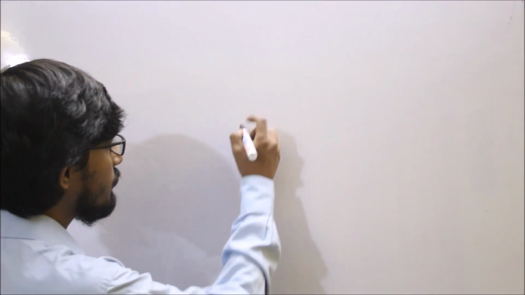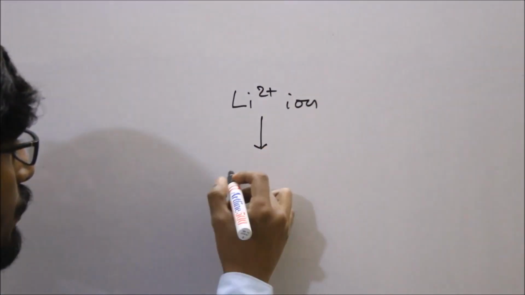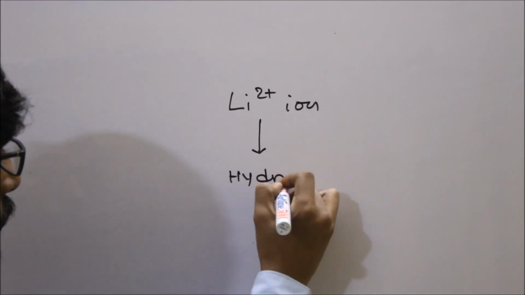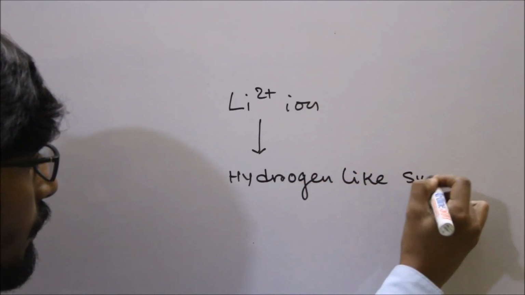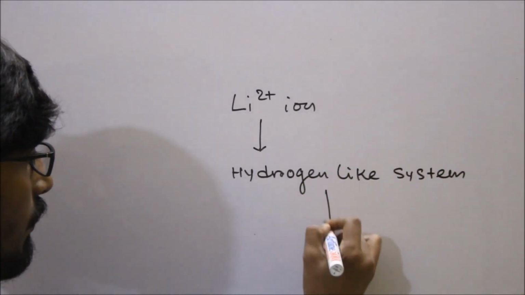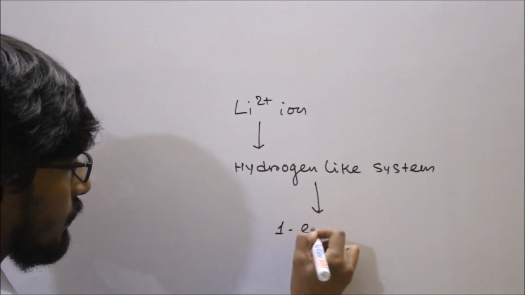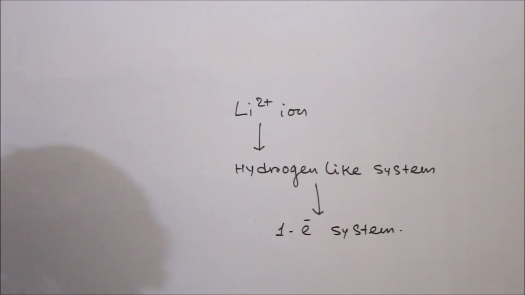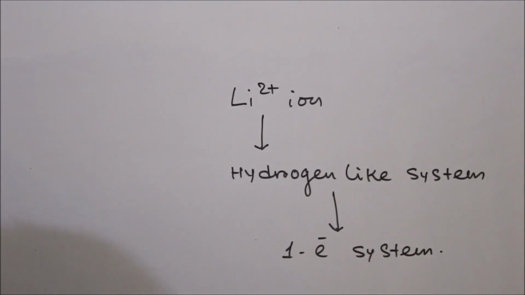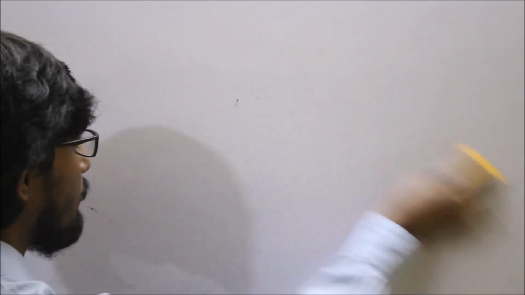Li2+ ion is a hydrogen-like system. That means it contains a one-electron system. Now we have a formula to solve this type of problem.